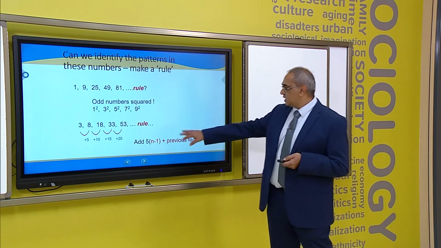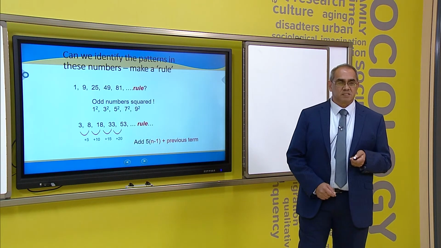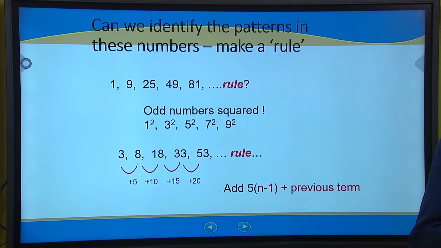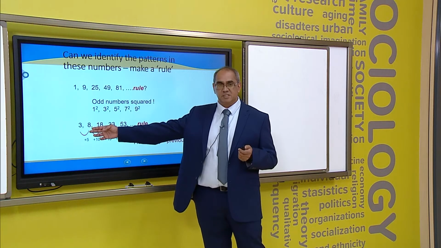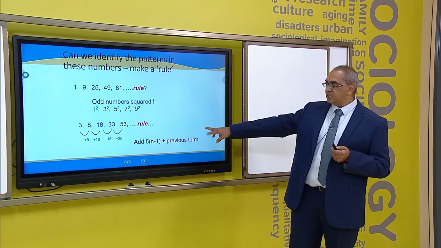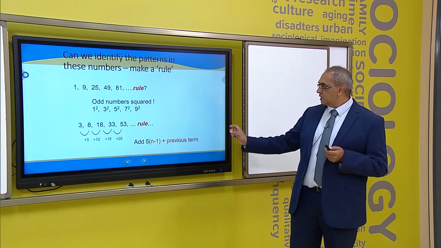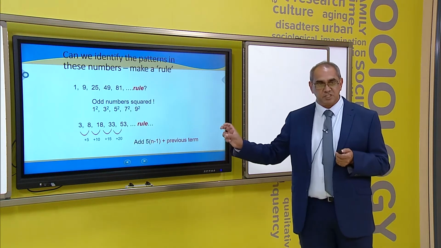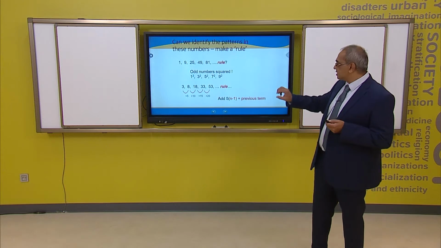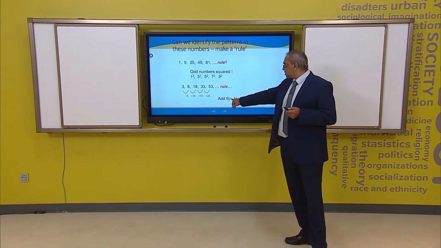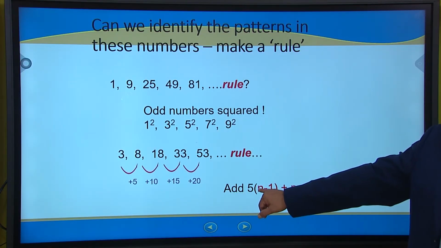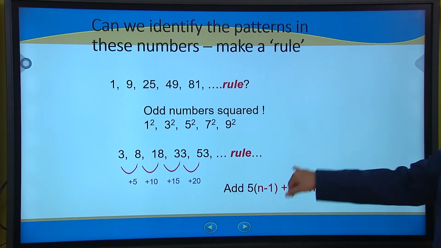I'm saying 5, and then in brackets I have n minus 1. So what is the n? The n is telling me the position of the terms. So my first term, for example, is 3. The second term is 8. If I look at n equals 1, where the 3 is, 1 minus 1 is 0. So there is no addition of 5. The first term is 3. The second term, 8, is position number 2. So 2 minus 1 is 1. 1 times 5 is 5, plus the previous term, which is 3, becomes 8.